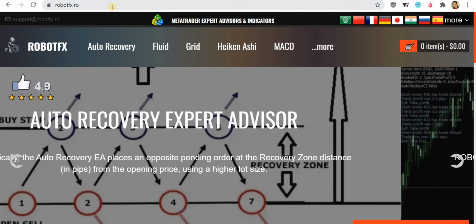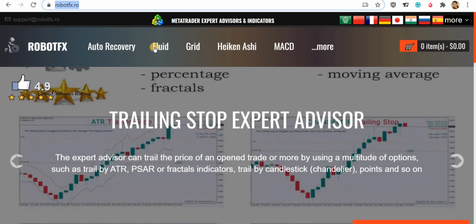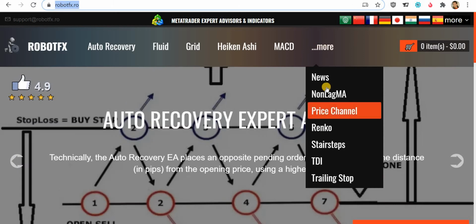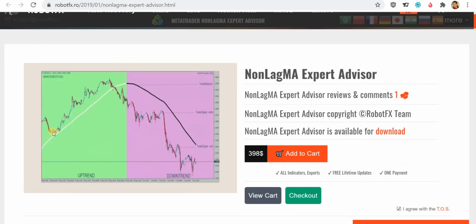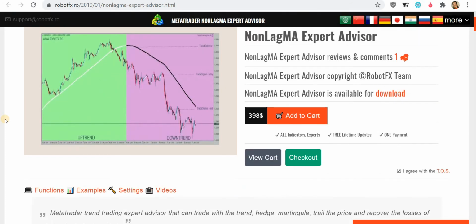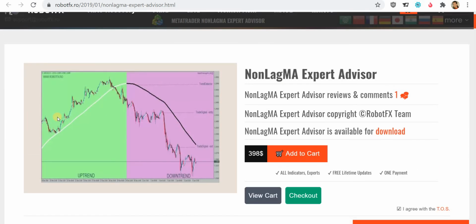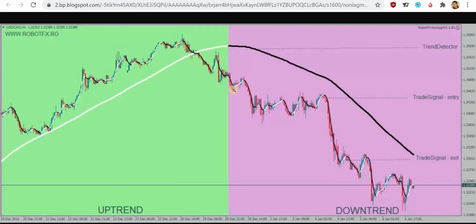However, our Metatrader 4 expert advisor can be found on our main website, robotfx.ro. And here, trading with the trend and following the same strategy, more or less, is the non-lag moving average expert advisor, which is basically the same. I know the Metatrader 5 one is a little more complicated. It has a little more settings. But mainly it's the same idea. So that would be trading with the trend, buying in uptrend, selling in downtrend. This is the Metatrader 4 version.